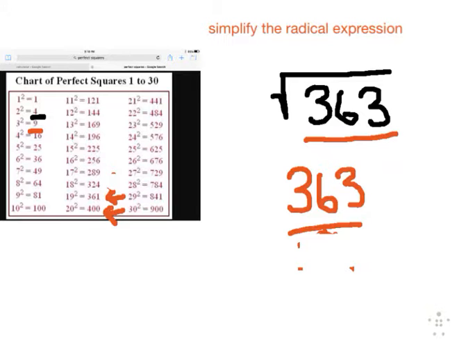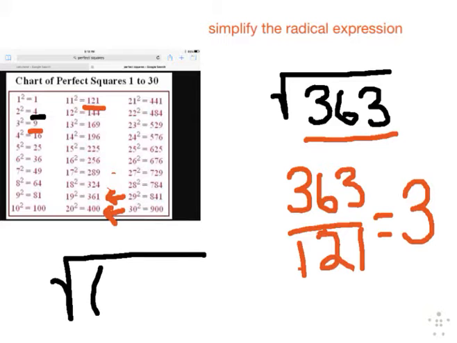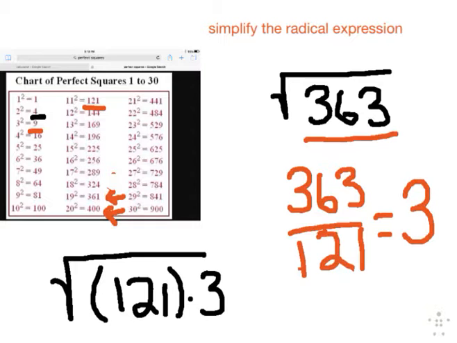If you were to keep going, you would get all the way down to the number 121. And once we went ahead and divided this by 121, we would see that 363 divided by 121 is the number 3. So that means when we divide by the perfect square of 121, we have 3 left. Or, in other words, 363 is the same as 121 multiplied by the number 3.